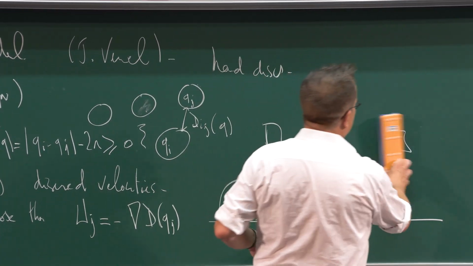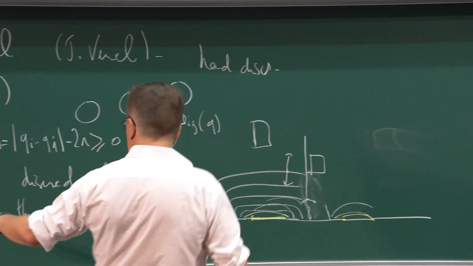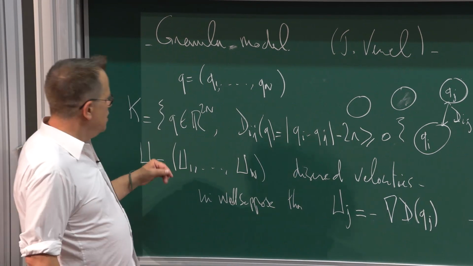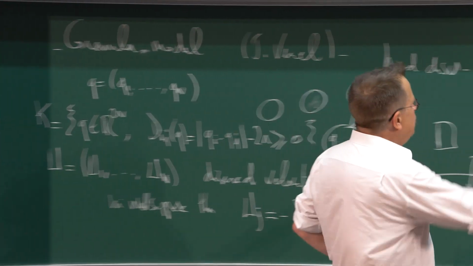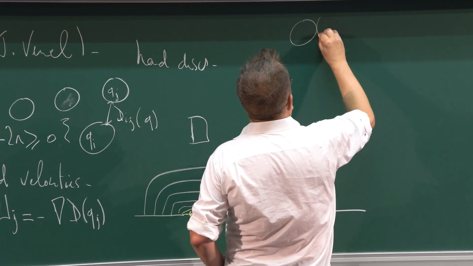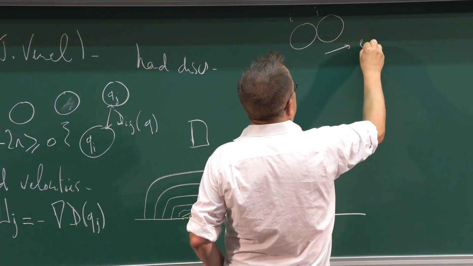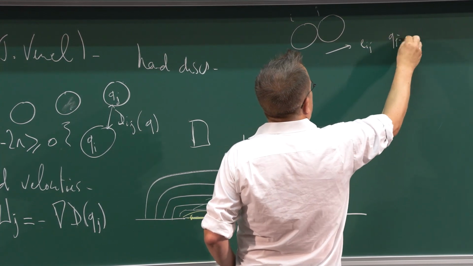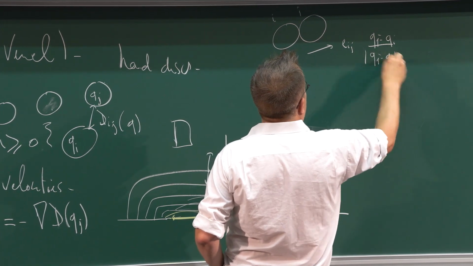The model is the simplest you can imagine. So you have a desired velocity, but some of them might tend to violate the constraint. So you might have at some point that two particles i and j are in contact, two disks are in contact. Let me write qj minus qi.